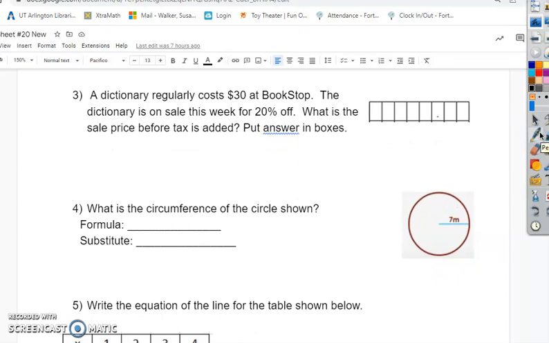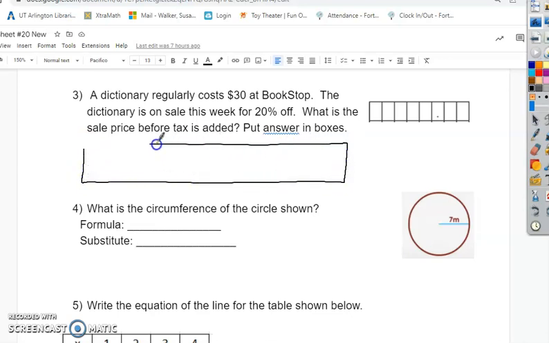We're going to be starting with models this week. So what I want to do is make sure we understand a percent compares to 100, right? 0% to 100%, okay? And in the middle, we have 50%. So this says a dictionary regularly costs $30. What that means is if I have to pay 100% full price, that's $30. The dictionary is on sale this week for 20% off. This is my savings. I'm saving 20%.